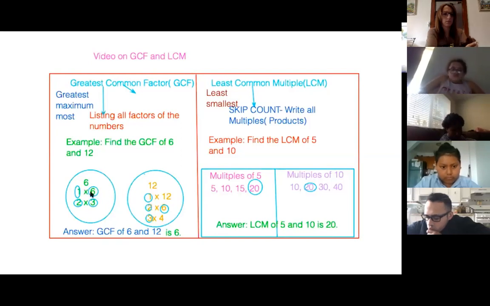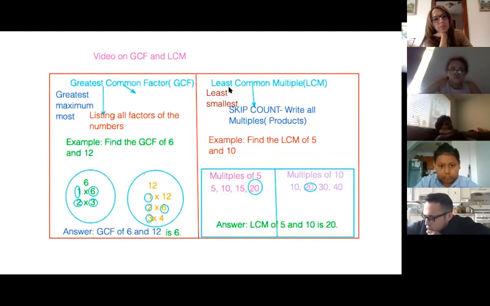Both 6 and 12 have a 1, they both have a 2, they both have a 3, and they both have a 6. The greatest factor that is shared between 6 and 12 is 6. Therefore, that is the greatest common factor, or we call that the GCF.